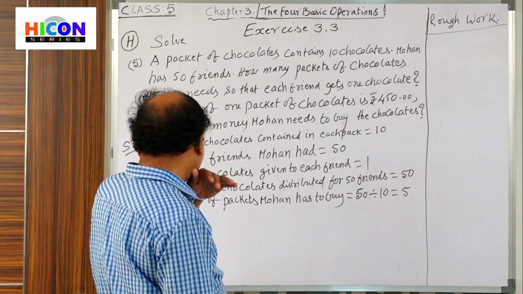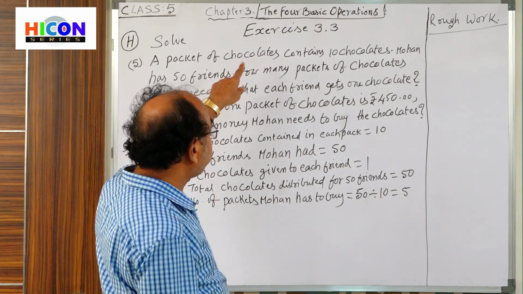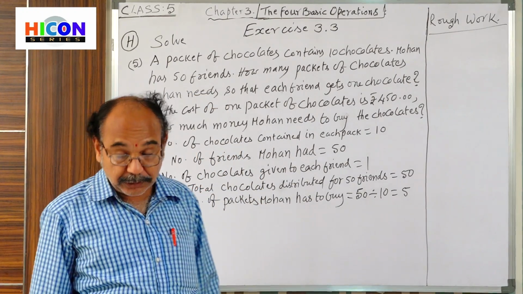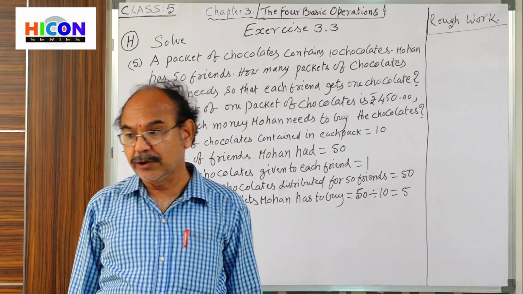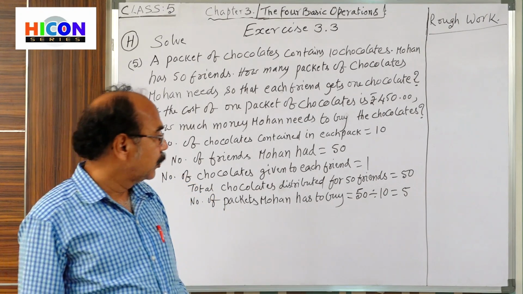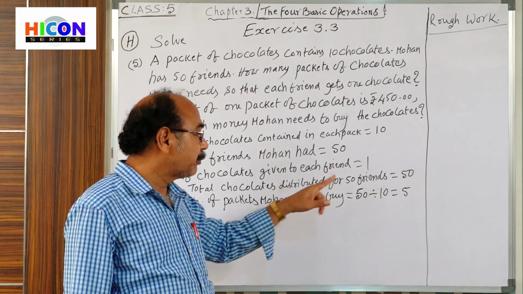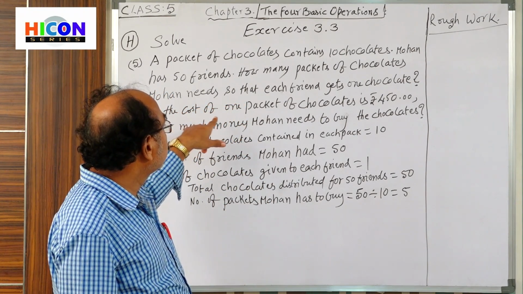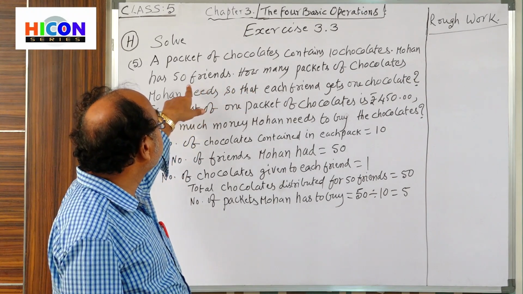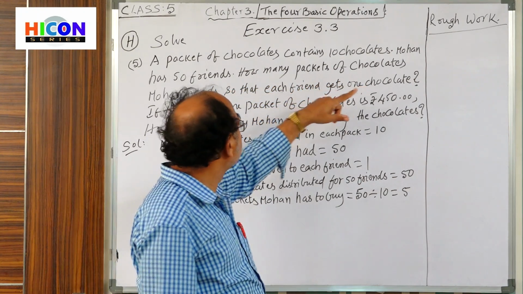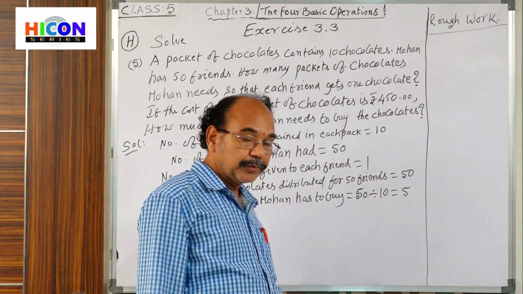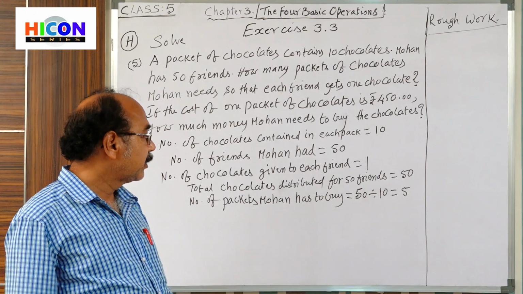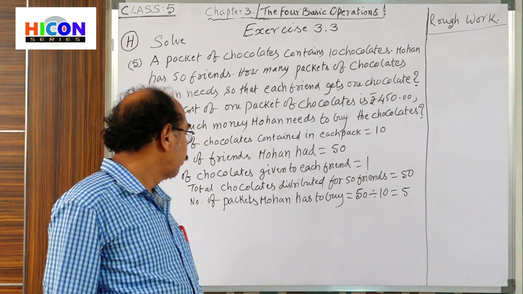Okay. Because each packet contains 10 chocolates. That's why. How many packets Mohan has to buy means 5 packets. So number of packets Mohan has to buy is equal to 5. Here the question is, Mohan has 50 friends. How many packets of chocolates Mohan needs? 5 packets needed.